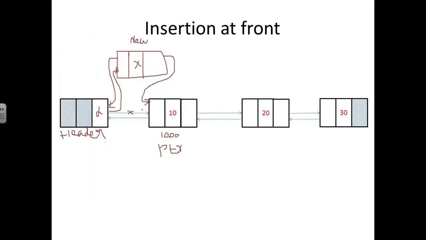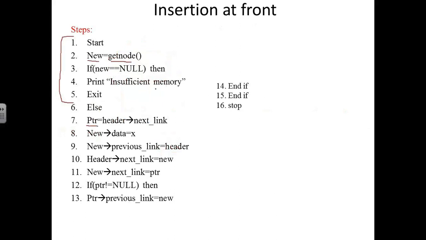Then what connectivity is missing over here? Now we need to disconnect this connection, and this should point to the new node. That connectivity is missing now. So new next link will become pointer, if pointer is not equal to null. Here we need to check another case. This case is also important. Why?